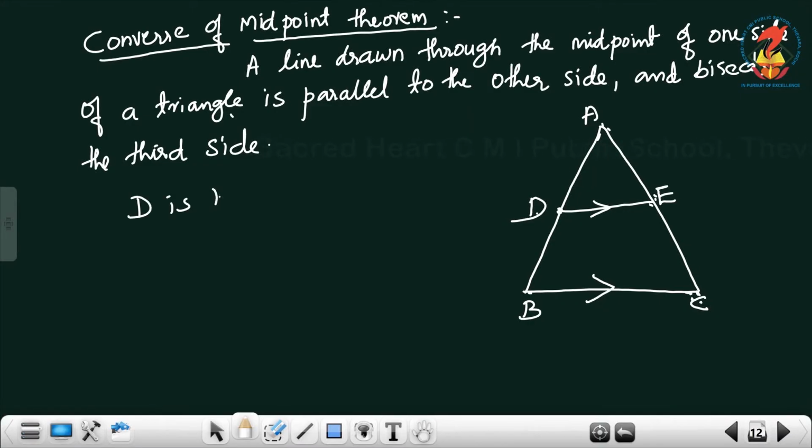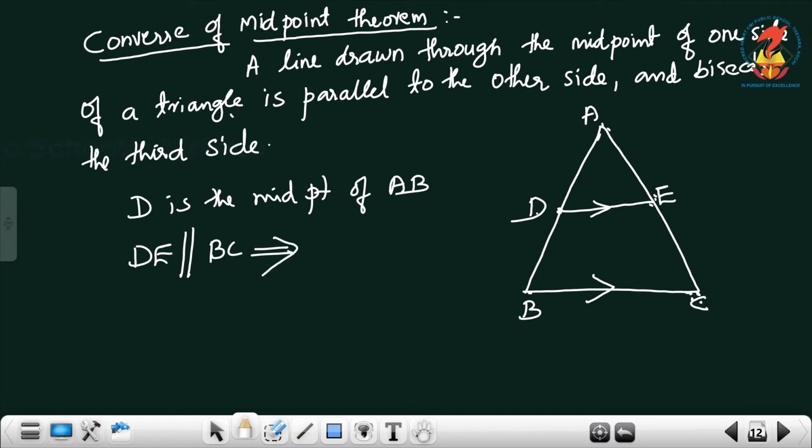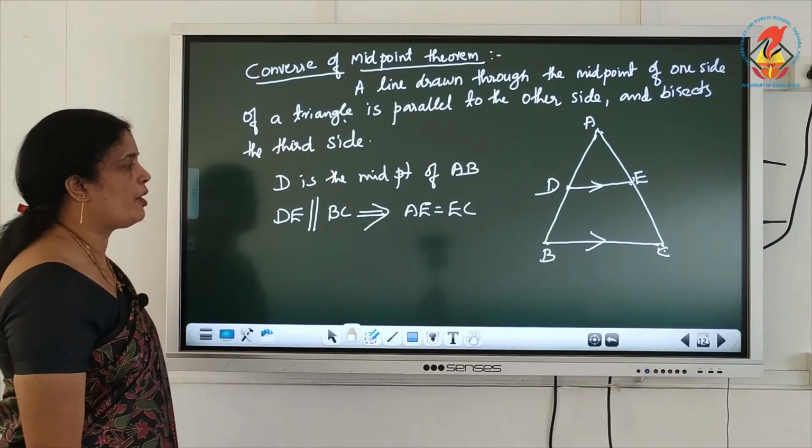D is the midpoint of AB. DE parallel to BC implies AE equal to EC. Okay. This is the converse of midpoint theorem.